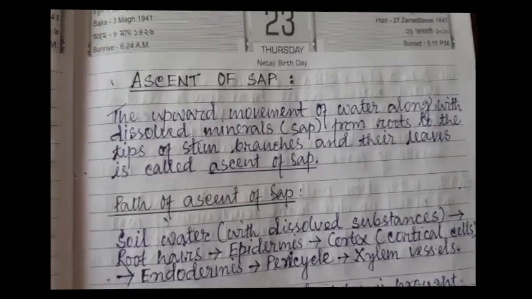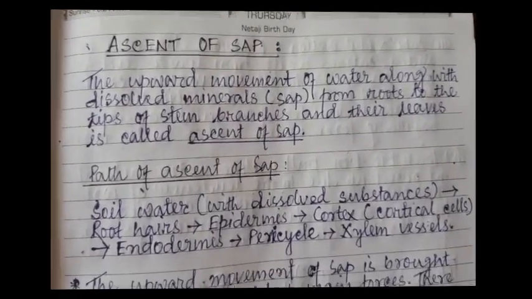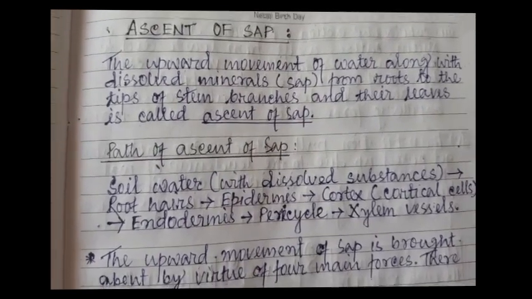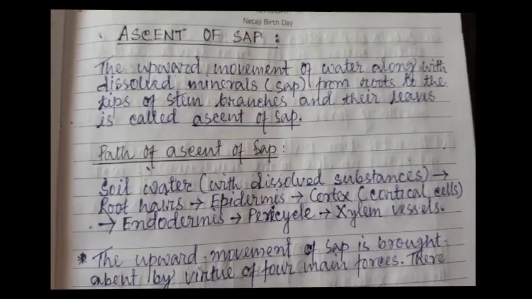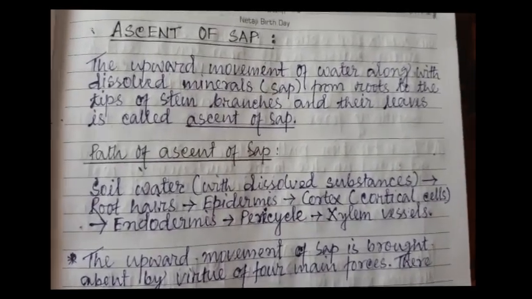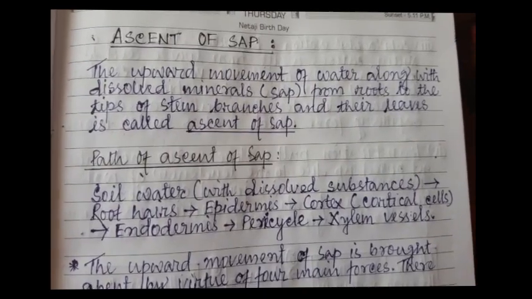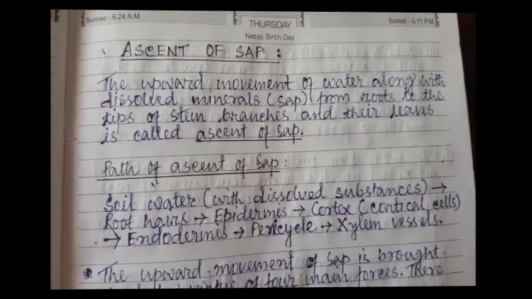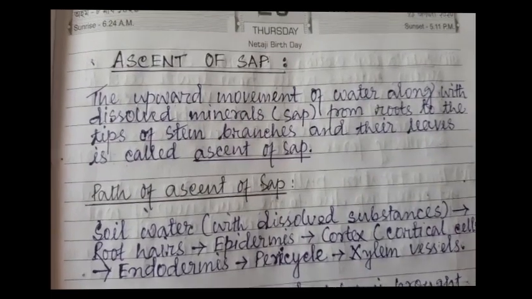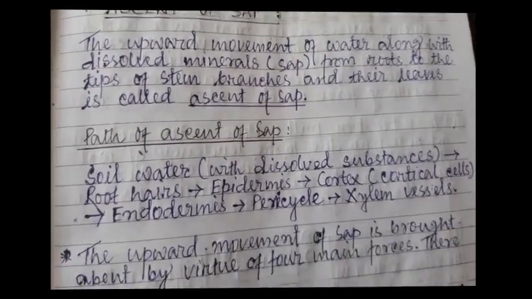Then comes the process of ascent of sap, with the end of the terminologies. Now, after understanding the different terminologies, we will understand this better. The upward movement of water along with the dissolved minerals from the roots to the tips of the stem, branches and their leaves is called the ascent of sap. Ascent means the upward movement and sap is the cell sap.